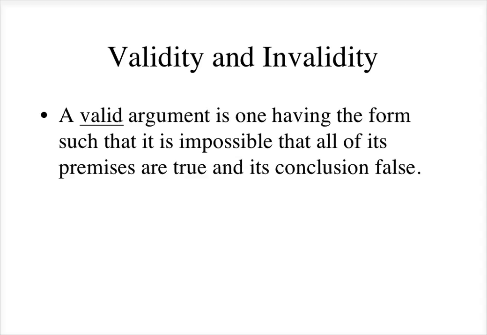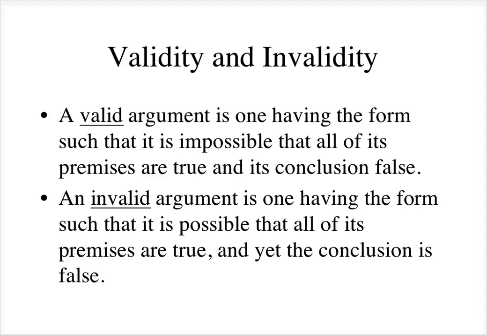Let's start with validity and invalidity. A valid argument is one having the form such that it is impossible that all of its premises are true and its conclusion false. Conversely, an invalid argument is one having the form such that it is possible that all of its premises are true and still the conclusion is false.